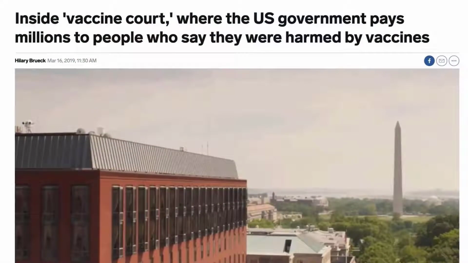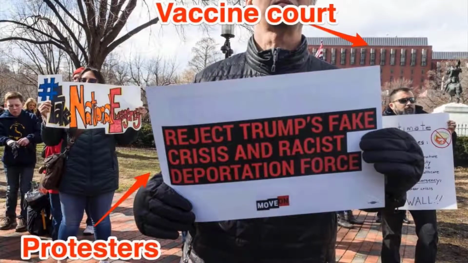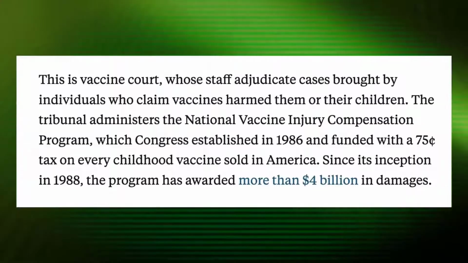against vaccines are handled totally different than supposedly frivolous lawsuits. You may not know this, but there's something called the National Vaccine Injury Compensation Program. This is a national program that was put into place in America in 1986, and 75 cents out of every dollar from a child's vaccine is a tax that goes into that program. Since 1988, $4 billion have been handed out through it.